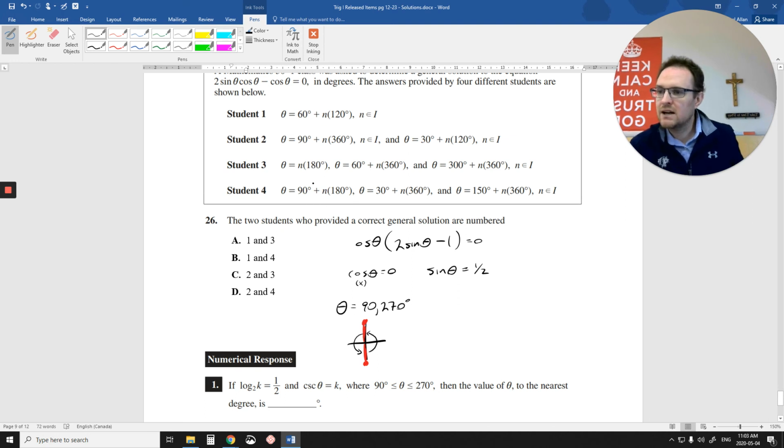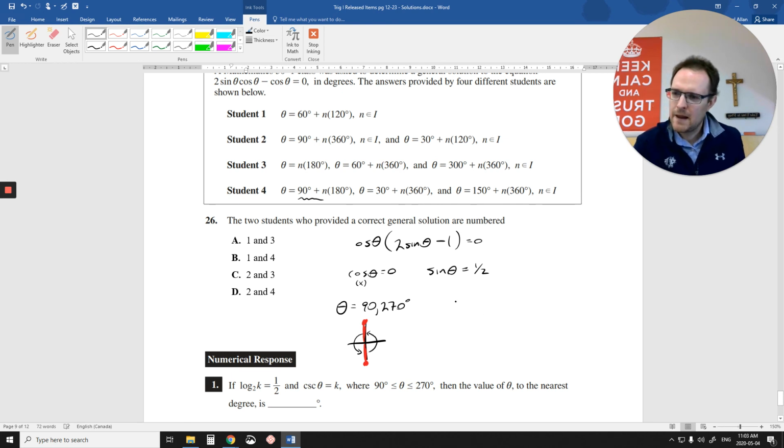So it kind of looks like 4 could have been correct because he's got the 90 plus 180. Ooh, I don't like this one, 90 plus 360. So I don't think student 2 is going to be good. Maybe 2 will be good. Look at his other solution over here.